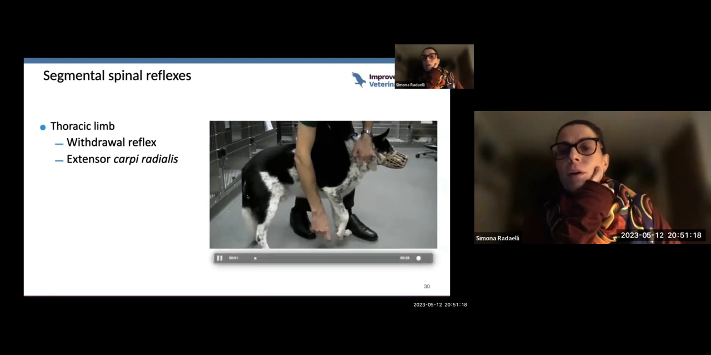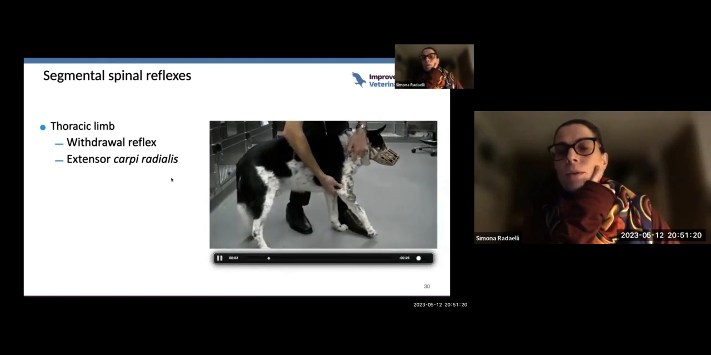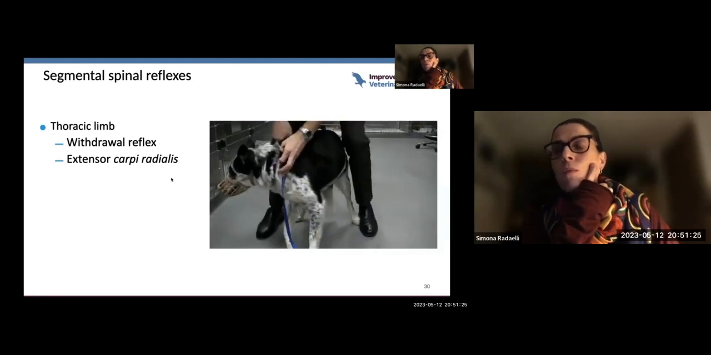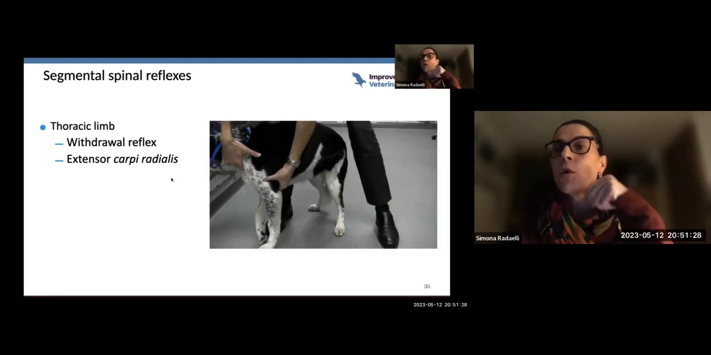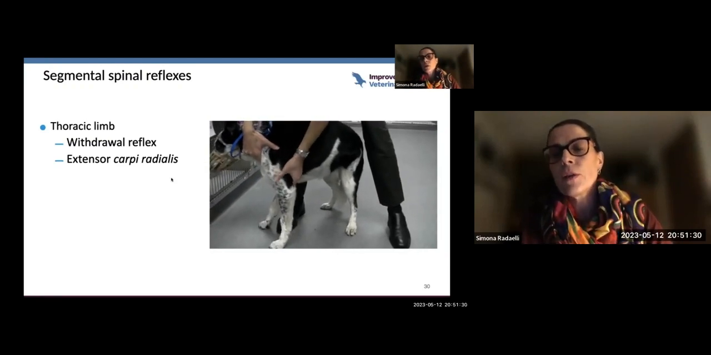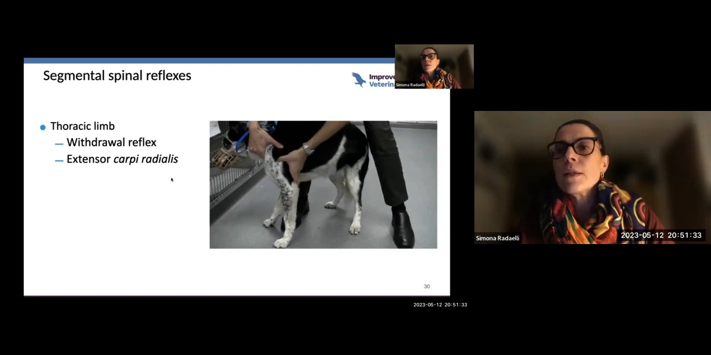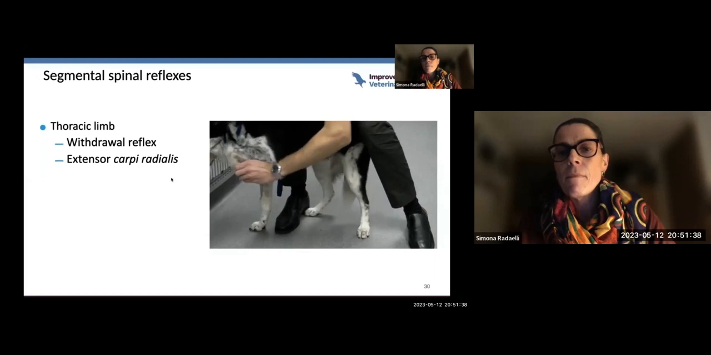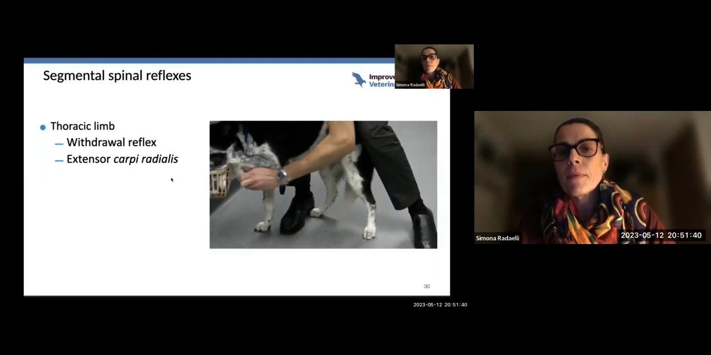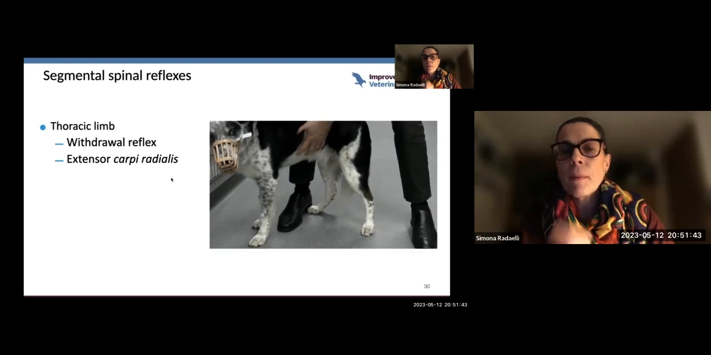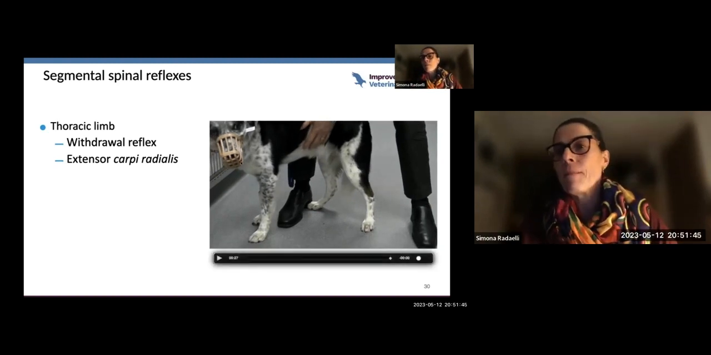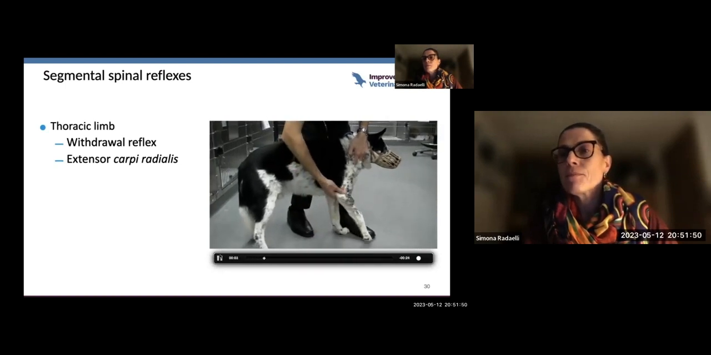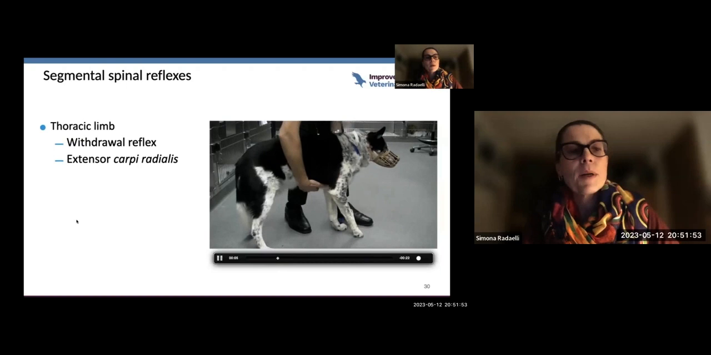I think I have a video here of a right front monoparesis. We pinch the paw and we expect the animal to flex the leg completely. All joints need to be flexed. If the withdrawal is abnormal, we test for the muscle tone as well. The left front has a really good withdrawal, and the right was completely abnormal, completely absent. So it's a right front monoparesis.